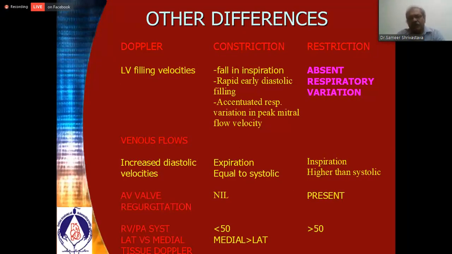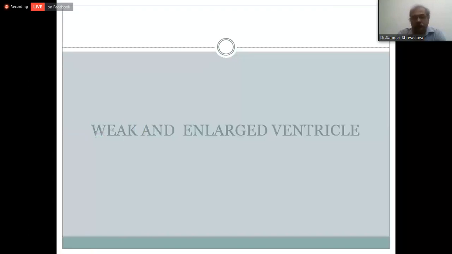You see, what happens in constriction is that the initial phase of diastole is unhampered. So the tissue velocities are fairly well preserved in constriction, except once there is a caging effect because of the pericardium. However, in restriction, the primary pathology is that of myocardium. And in myocardium, the problem of diastole is from the word go. So initial diastole is also involved, as against constriction, where the initial diastole is not hampered.